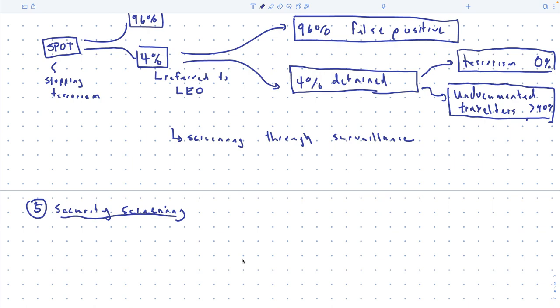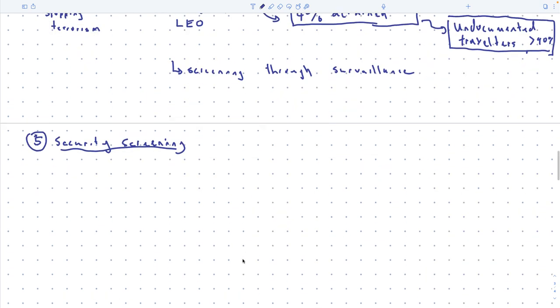Okay, let's start again. Okay, so now we're finally ready to go through security. So security is run by TSA, CATSA in Canada. And what are they looking for? They basically want to search you and your items.